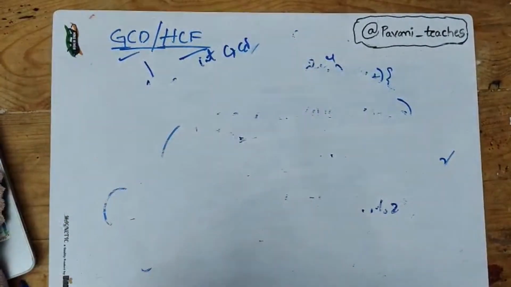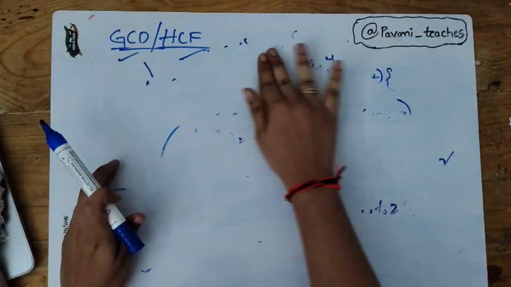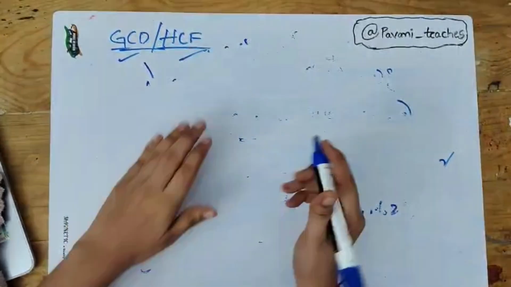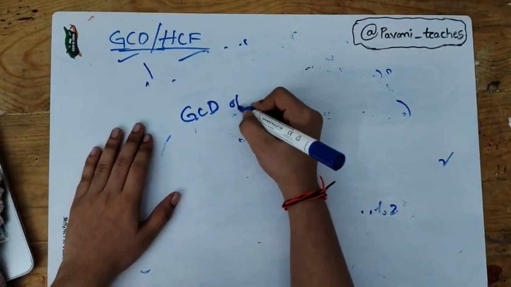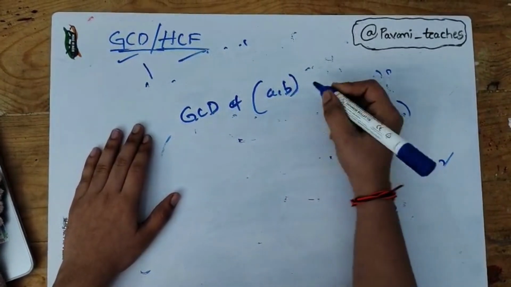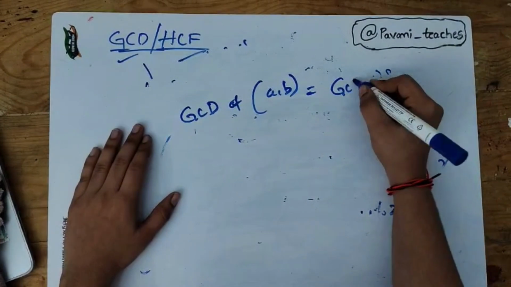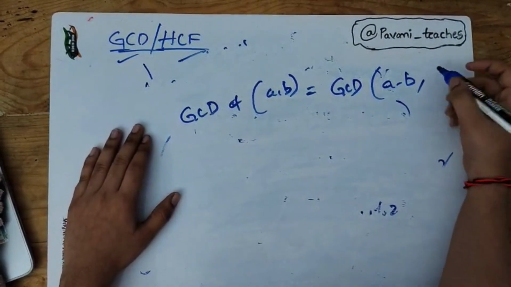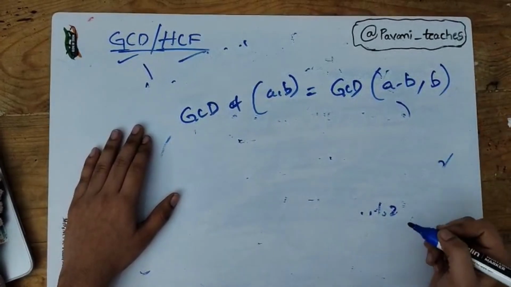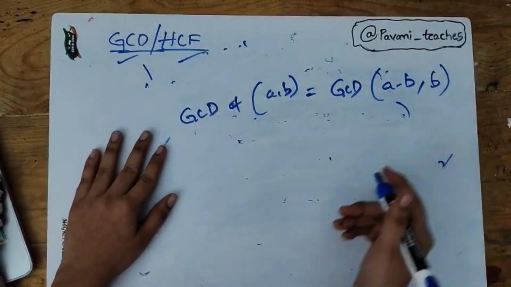I hope you all know about the Euclid algorithm, that is GCD of a comma b is equal to GCD of a minus b comma b. I'll take an example and explain this.